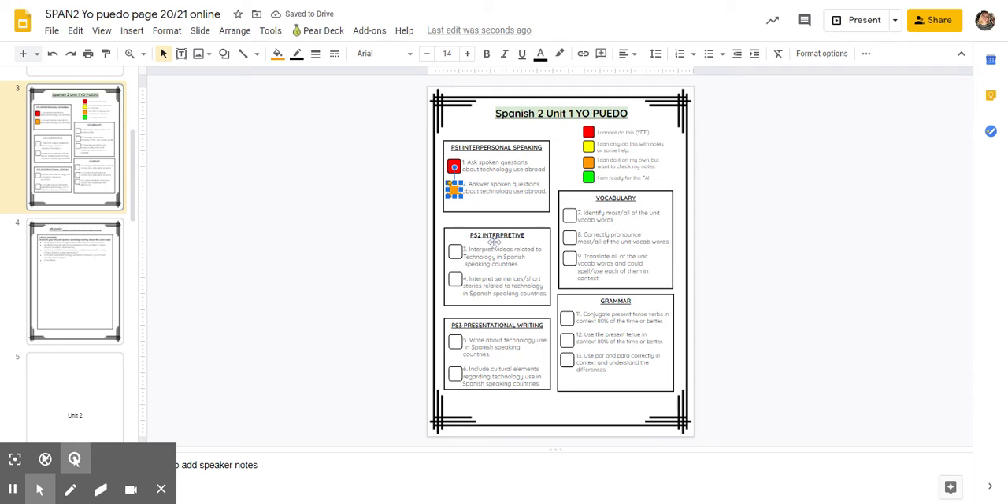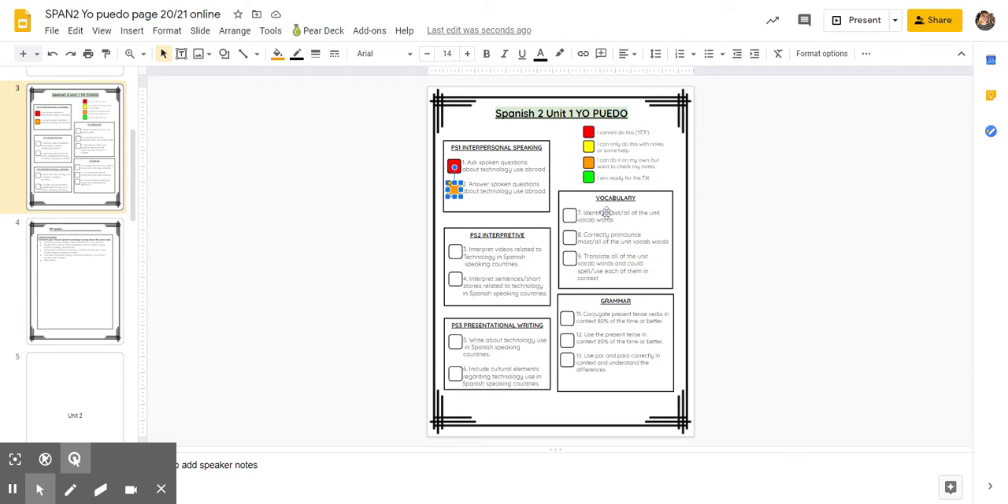And then this next one is PS2 interpretive. So that is going to be where we watch a video and then translate vocab and interpret it into English. And then the last one is going to be PS3 presentational. And with this semester, that is writing. So that means you should be able to write in Spanish using correct grammar and all that about technology use and include cultural elements, which is going to lead you to the next page.